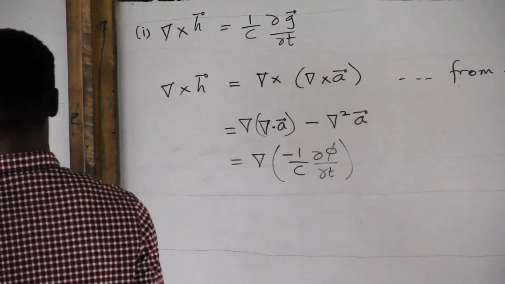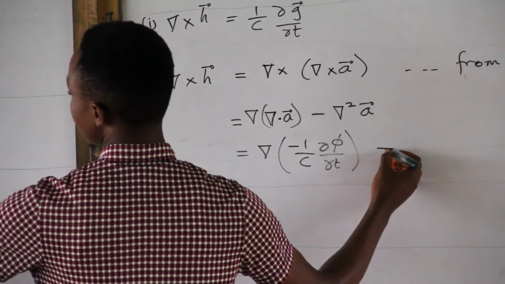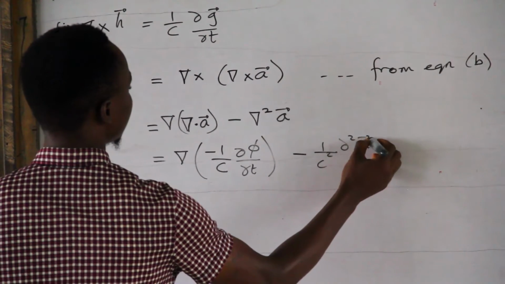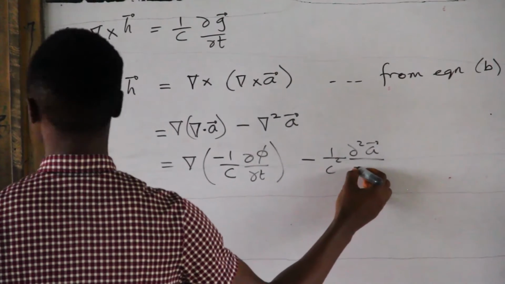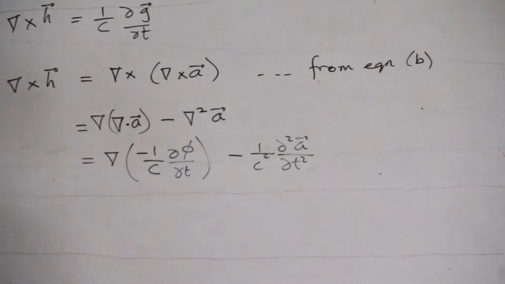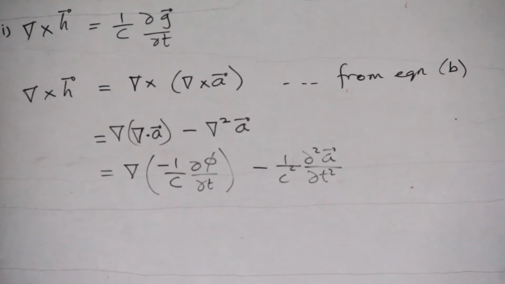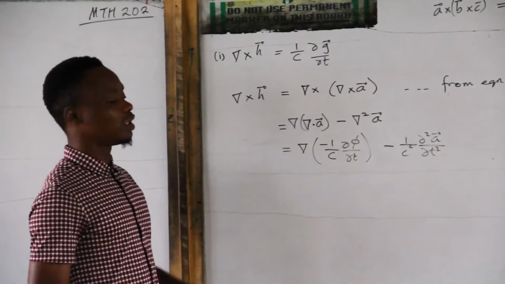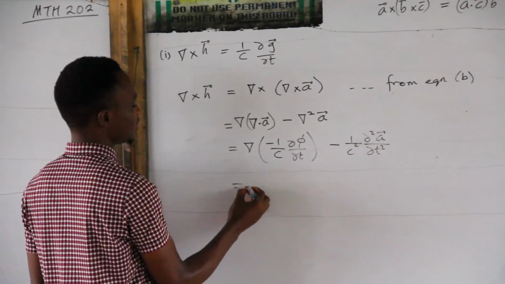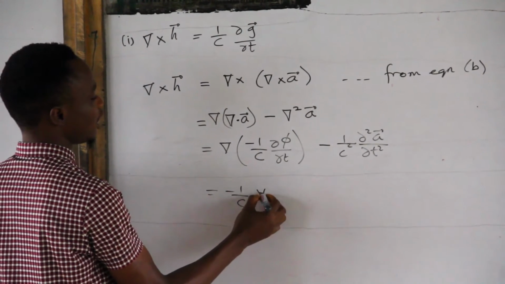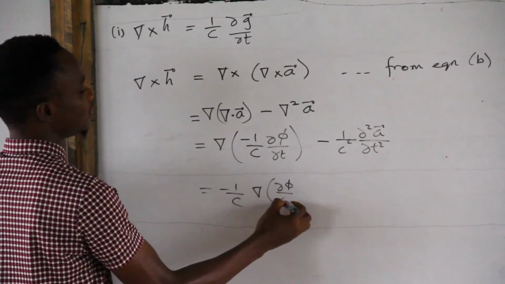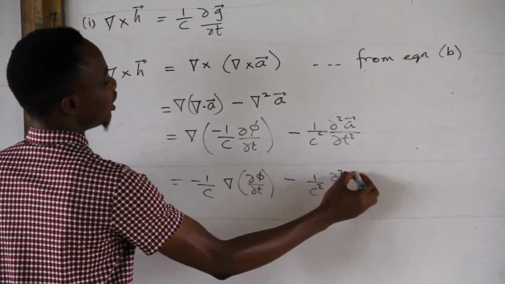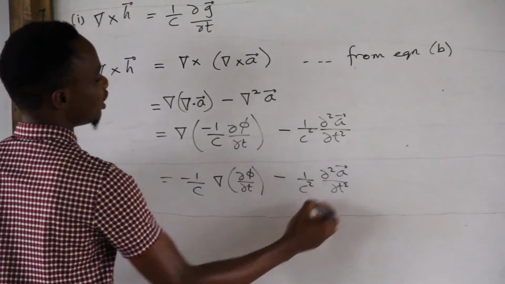Then I'm going to add this to the minus nabla square a, that's going to be 1 over c square del square a del t square. That simplifies the work. Does it make sense? So I know this is a constant. This is a differential operator. This is a constant. I can move out the constant. Do you understand that? So I can say that this is minus 1 over c nabla of del phi del t, minus 1 over c square del square a del t square.